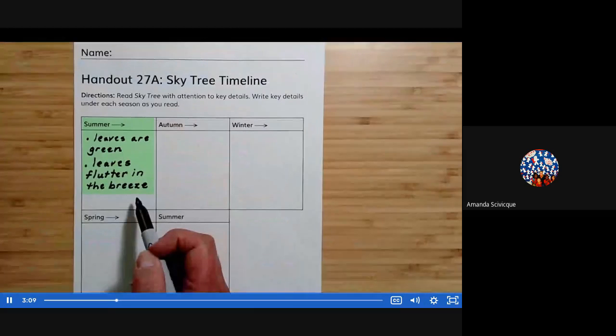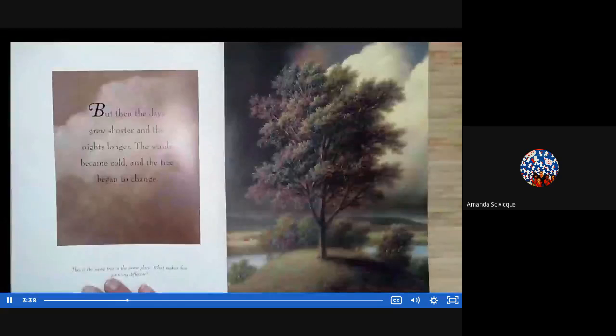I added those key details to my timeline, and I made sure that I put them in the box that's titled Summer. The arrow next to summer is pointing me to the next part of my timeline, autumn. So let's turn the pages and see what happens in autumn. And remember, we might find key details on more than one page.